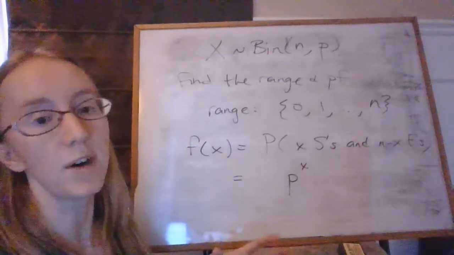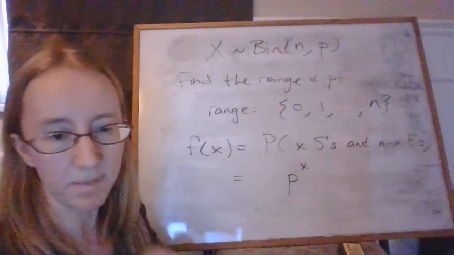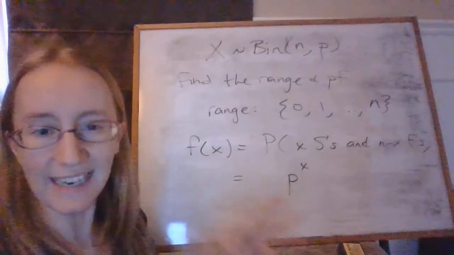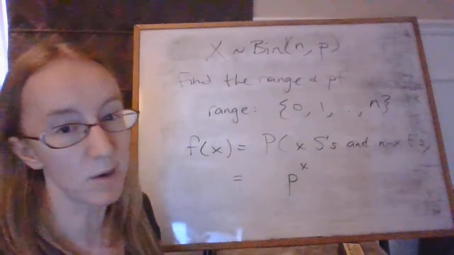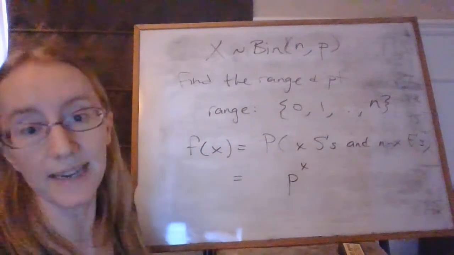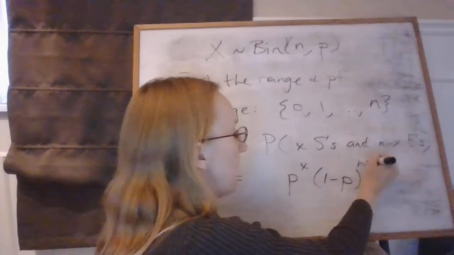And we also want n minus x failures. Well, if the probability of success is p, then the probability of failure is going to be 1 minus p. And we need n minus x of those. So we need 1 minus p times 1 minus p times 1 minus p, etc., n minus x times. And then we need (1 minus p) to the n minus x.